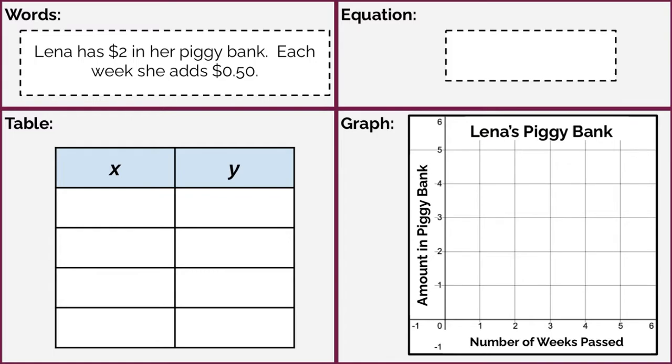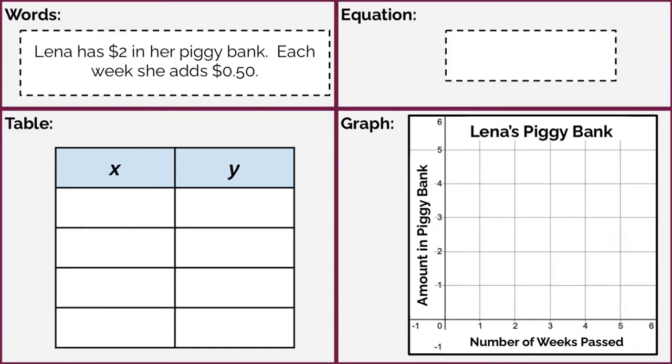So we're going to take one of our representations and turn it into all the other representations using the information that we have. The information that we have first is the words, and it says Lena has $2 in her piggy bank. Each week, she adds 50 cents. So we need to turn that into an equation, and we need to turn that into a table, and we need to turn that into a graph.